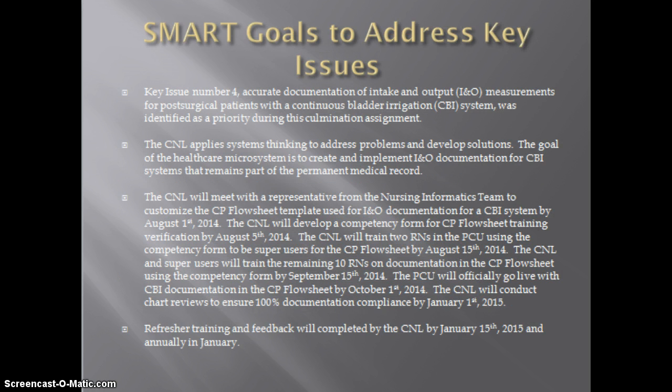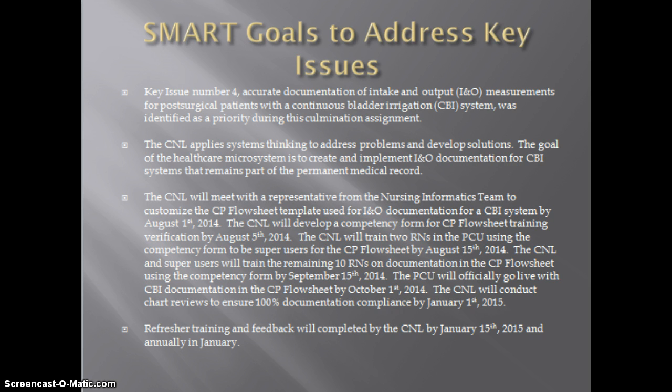Some of the SMART goals to address key issues could be applied to these key issues mentioned in the previous slide. Key issue number 4, accurate documentation of intake and output measurements for post-surgical patients with a continuous bladder irrigation, or CBI system, was identified as a priority during this culminating assignment. The CNL applies systems thinking to address problems and develop solutions. The goal of the healthcare microsystem is to create and implement I&O documentation for CBI systems that remain part of the permanent medical record. Previously, the nurses on the unit were writing the information down on a piece of paper that was thrown away when the patient discharged and didn't give us any way to go back and do data tracking.